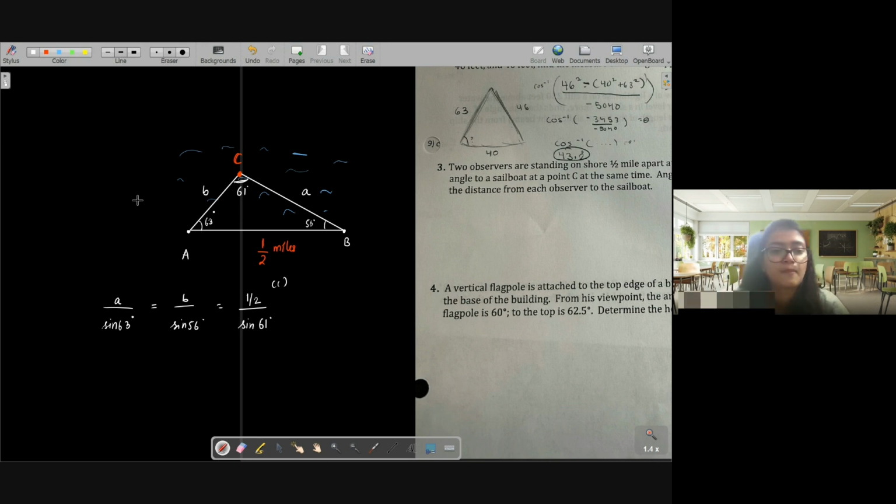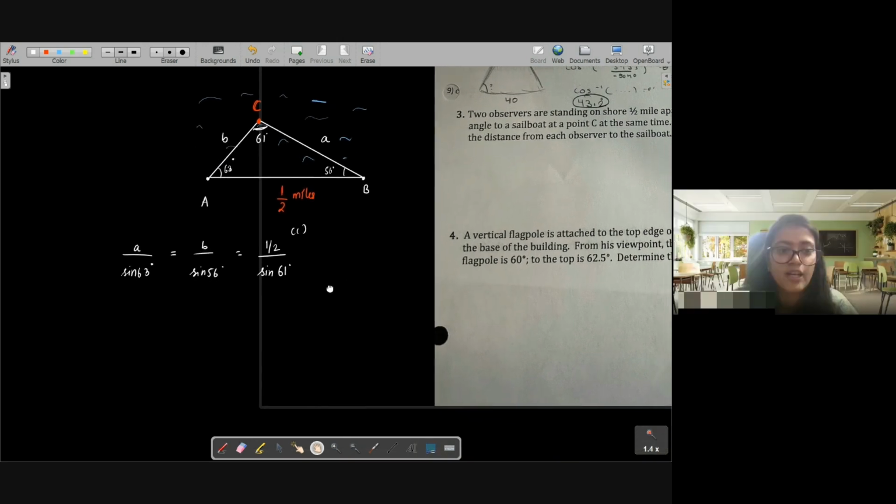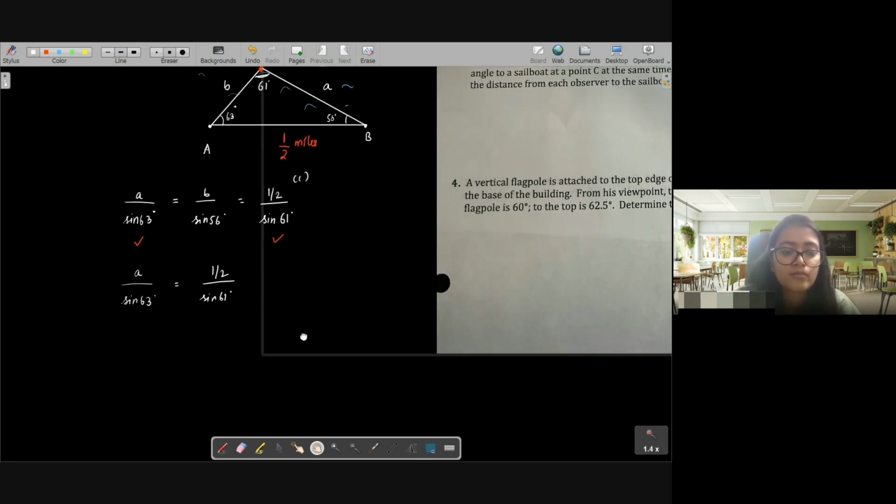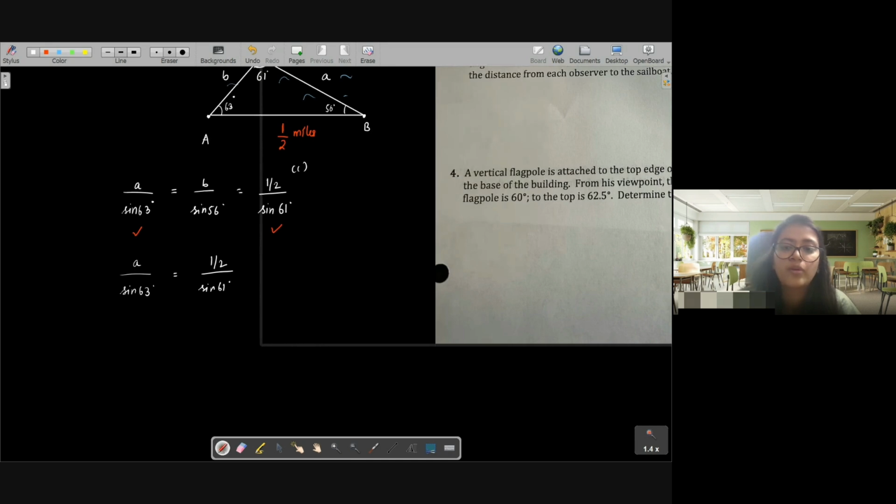Okay. Now you can pick two ratios one by one. So if you pick this ratio and this ratio, you'll get the value of A over sine of 63 is equal to 1/2 over sine of 61. From here, you'll get the value of A. And when you pick these two, then you'll get the value of B.